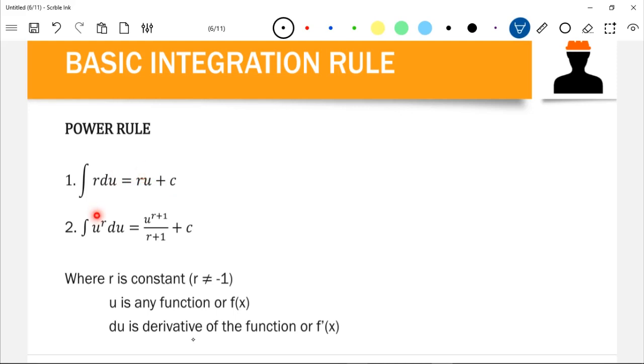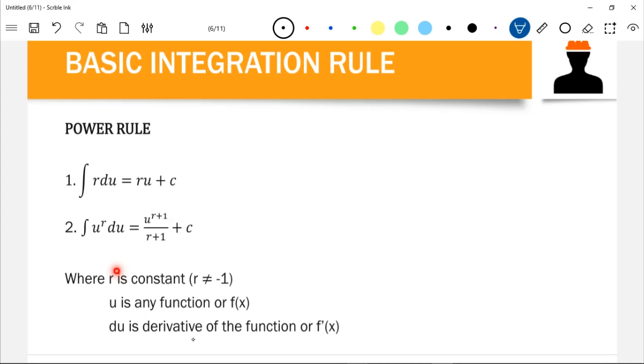Now for the second rule, if we have u raised to r du, the integration of that is u raised to r plus 1 over r plus 1, plus c. So take note, our r here should not be equal to negative 1. Remember that one. If r is negative 1, then negative 1 plus 1 will give us 0 as the exponent of our u.